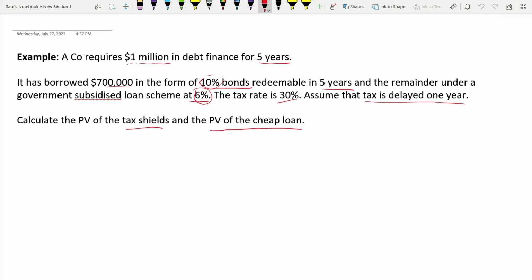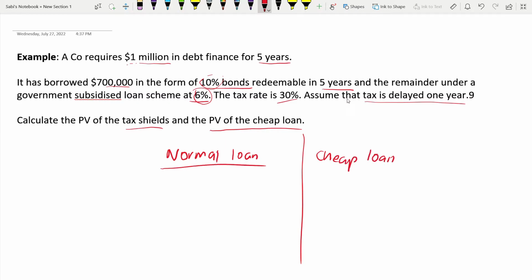Okay, now we'll make two columns, one for the normal loan and one for the cheap loan, so that you don't get confused between the two loans. There are two loans here, two debt finances. So let's start. Normal loan, you can write subsidized or anything, it's fine. We are more worried about the calculation than the terms.